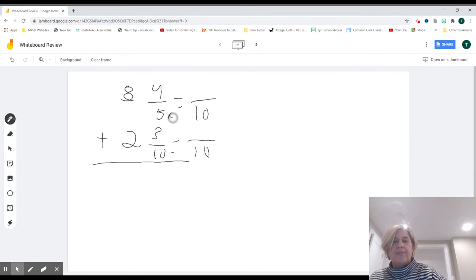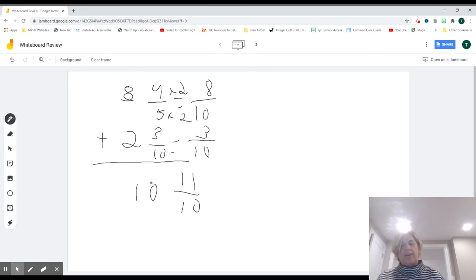I know that 5 times 2 is 10, so 4 times 2 is 8. I don't have to multiply anything here because 10 times 1 is 10, so I'm just going to go ahead and rewrite my fraction so again I stay lined up with my fractions and my whole numbers. When I add my numerators, I end up with 11/10, and I have to add my whole numbers, which is 8 and 2 is 10.